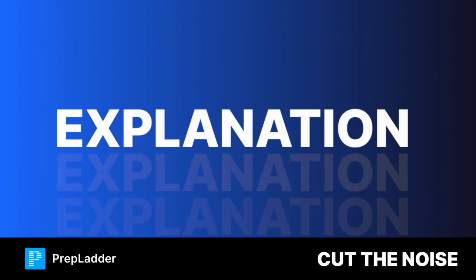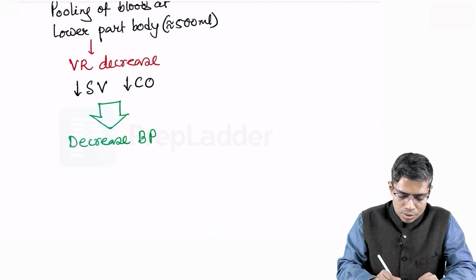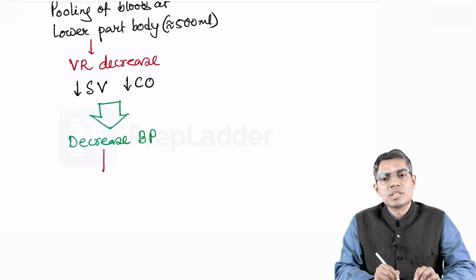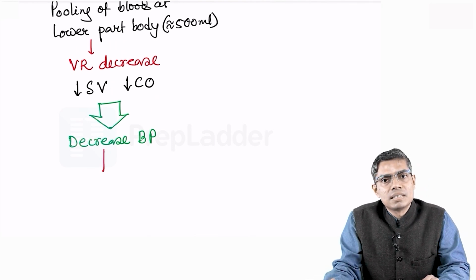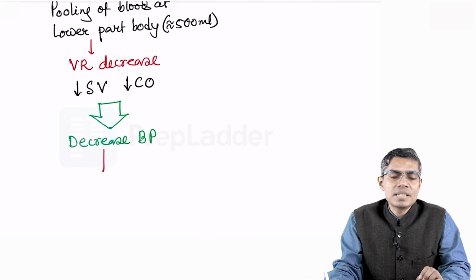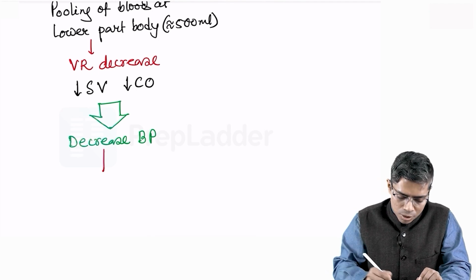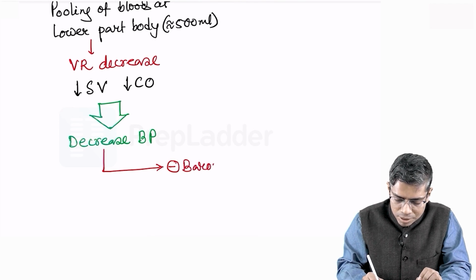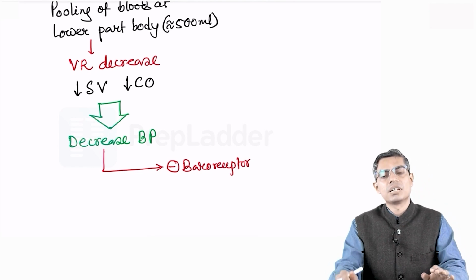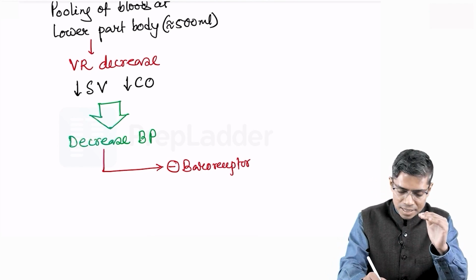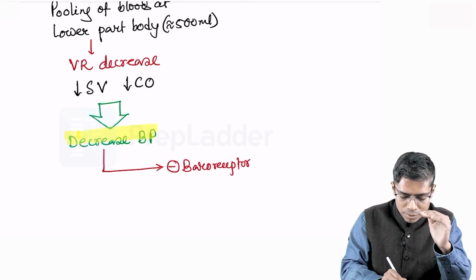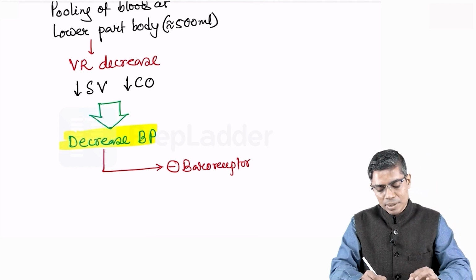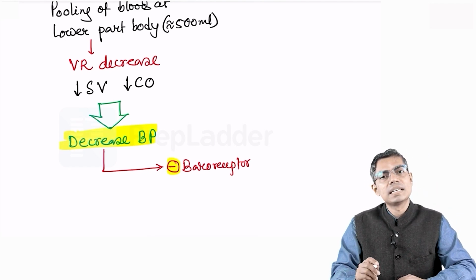Here's the explanation. If your blood pressure is decreased, what will happen? Which system is going to correct this sudden decrease in blood pressure? Obviously, the most rapid control system, that is the baroreceptor. So now this will activate or inhibit the baroreceptor? This is going to inhibit the baroreceptor, because the baroreceptor will be active in high blood pressure, not in low blood pressure. So whenever your blood pressure is decreasing, the baroreceptor will be less active, or I am writing here, the baroreceptor is getting inactive.